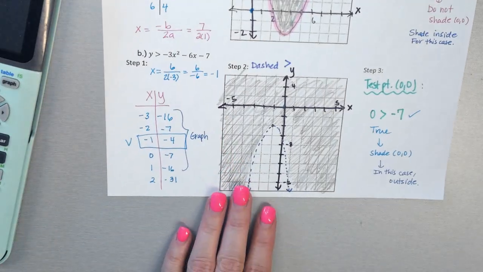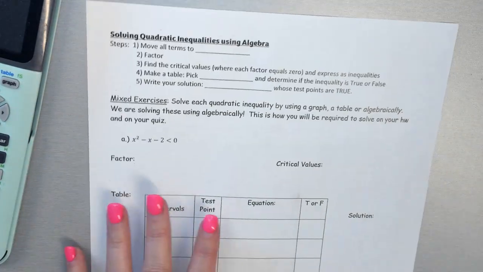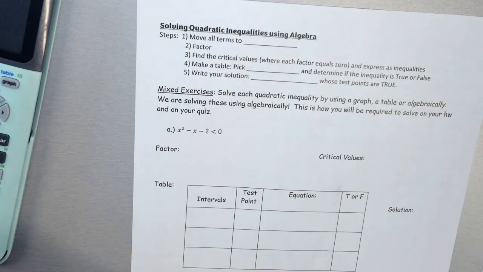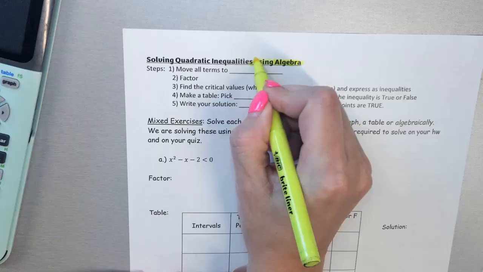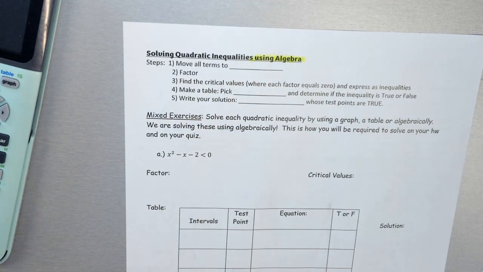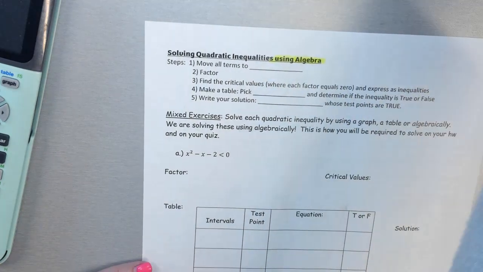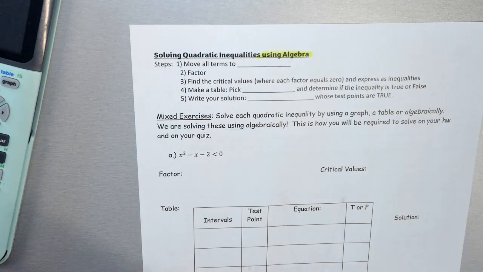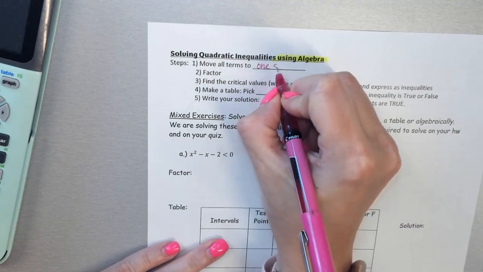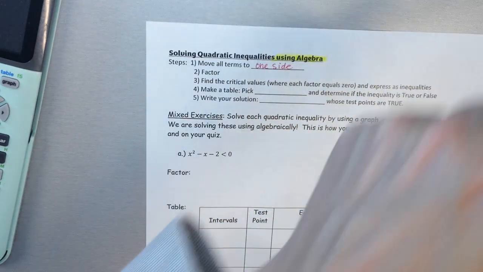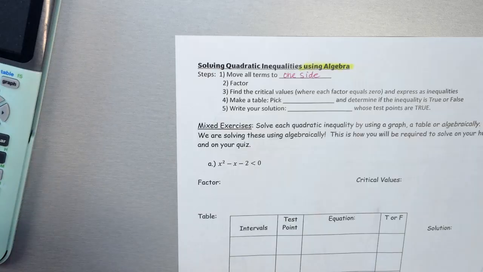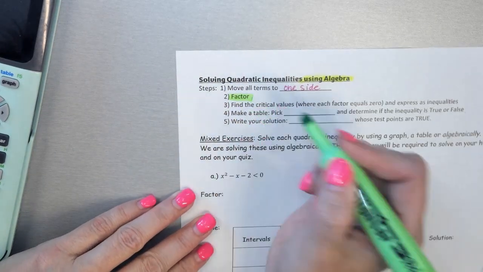All right, and then the other skill we're going to learn today is how to solve quadratic inequalities using algebra. So your book is going to say you can use a table, you can use a graph, you can use algebra. We are using algebra. That is the only thing you will be quizzed on, okay? So the first thing you want to do is move all terms to one side. Okay, and like I warned you before, factoring is never going away, so we are going to factor today.